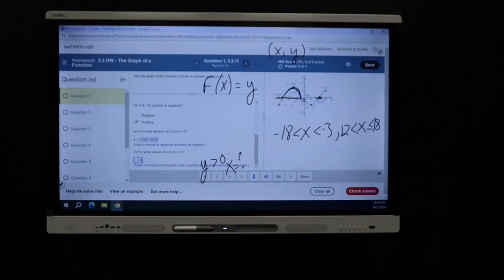Alright, negative 18 is less than x, which is less than negative 3, comma, because we're separated with a comma. 12 is less than x, which is less than or equal to 18.